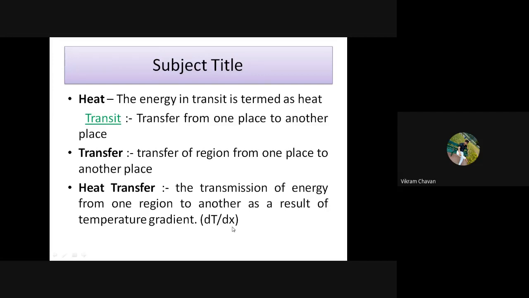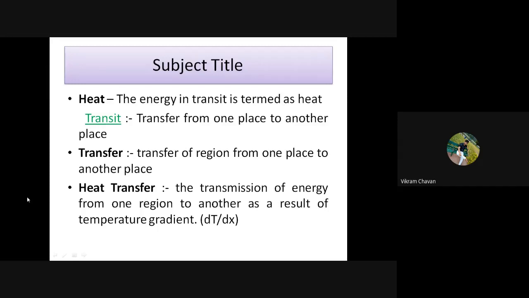So the transmission of energy from one region to another region as a result of a temperature gradient is nothing but heat transfer. To transfer heat from one region to another region, the basic condition is that there should be a temperature gradient between those two regions.